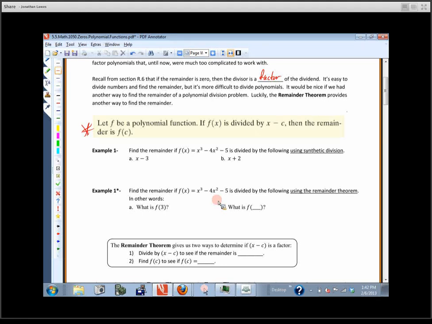So the Remainder Theorem says, let f be a polynomial function. So we've got a polynomial function. If f of x is divided by x minus c, so if we take that polynomial and divide by a nice little linear factor, then the remainder is f of c. So the remainder is the function value at x equals c.